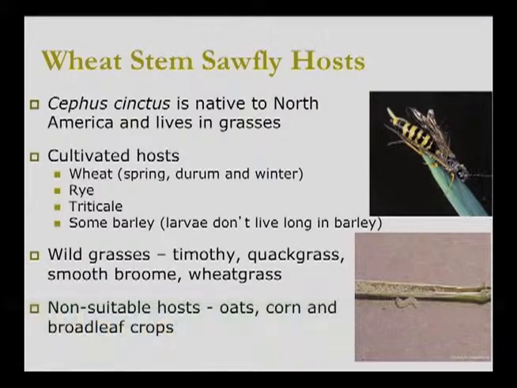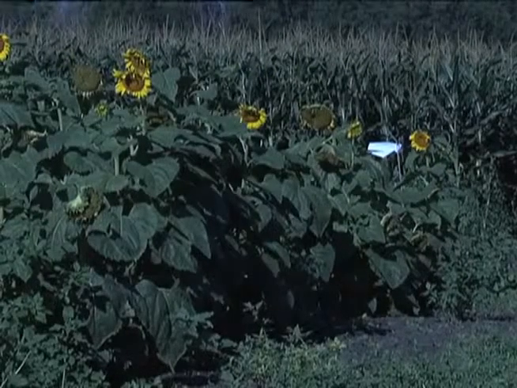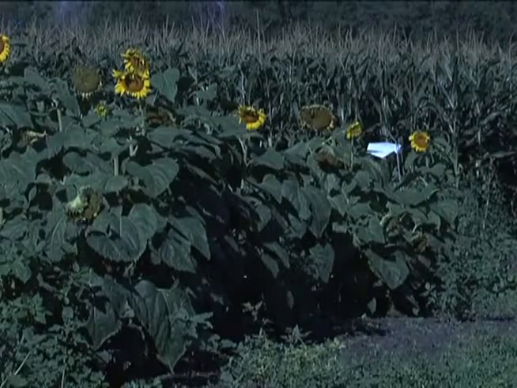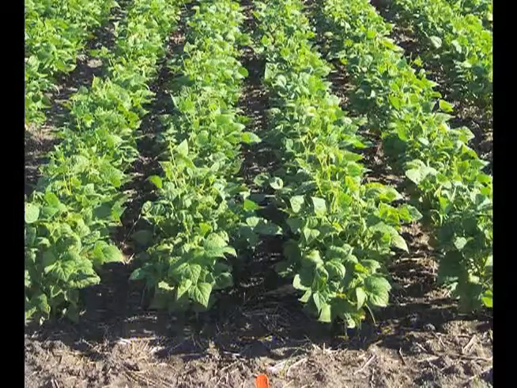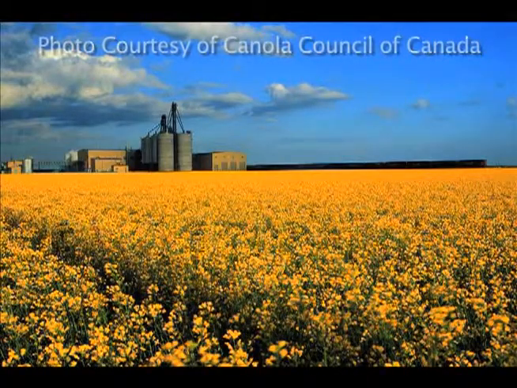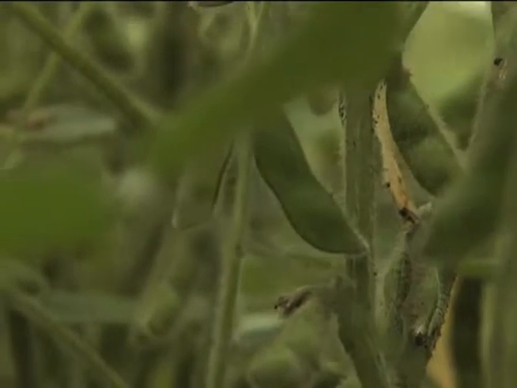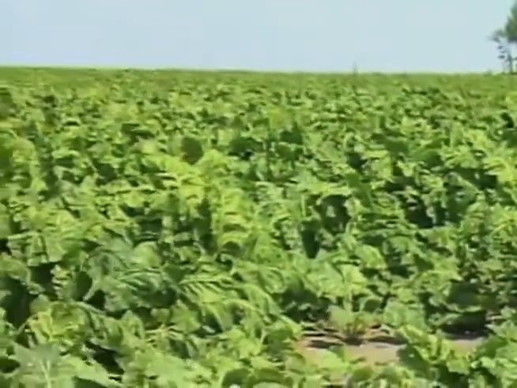The sawfly only damages wheat. In North Dakota, it attacks spring wheat, durum wheat, and winter wheat. The insect will deposit eggs in oats and barley, but in oats the larvae fail to develop, and in barley the larvae seldom survive. Many crops are totally immune to sawfly, including sunflowers, corn, dry beans, flax, safflower, canola, buckwheat, soybeans, cranberry, potato, pulse crops, and sugar beets.